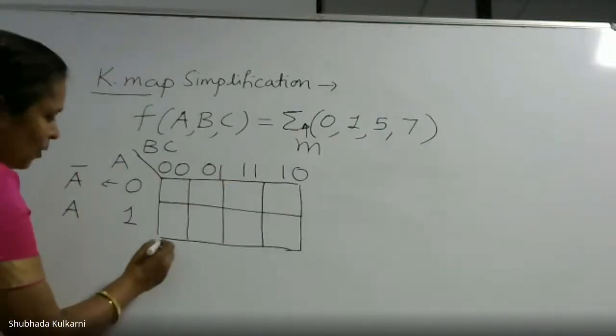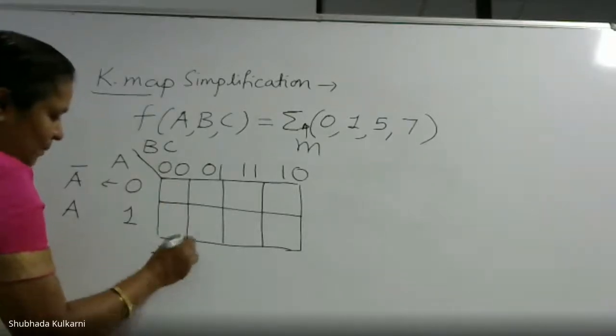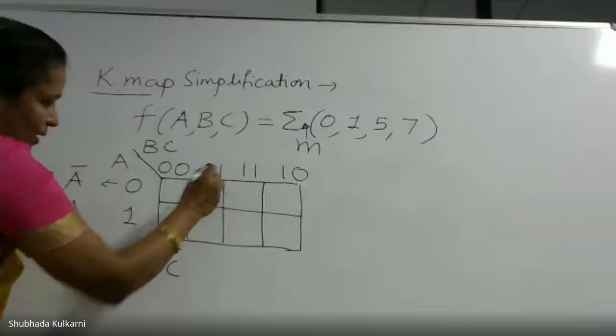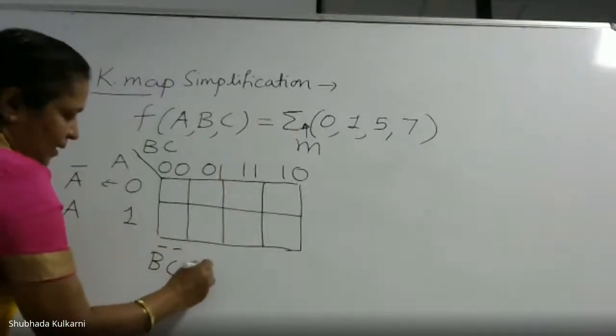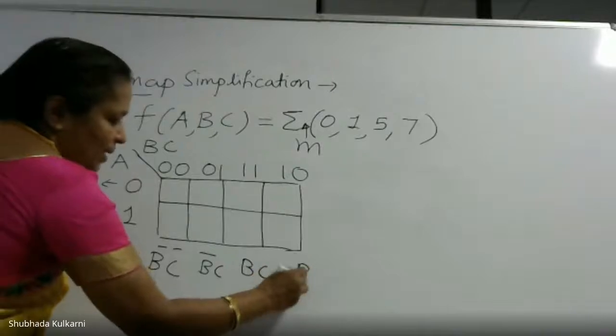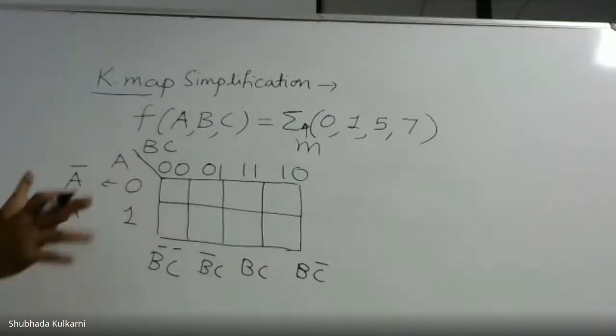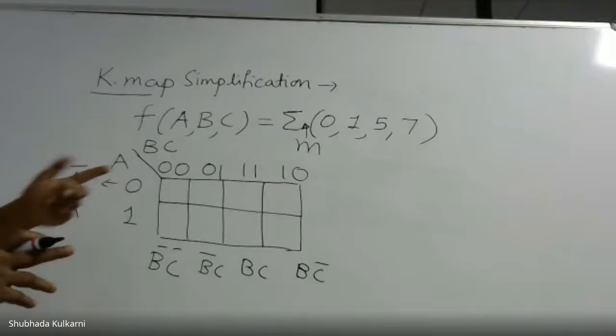Now if you want to write in terms of BC, for the first column it is B bar C bar, the product term for the first column. Second it is B bar C. Third is BC, and fourth is B C bar. So for this map, there are two ways: the binary value and the corresponding expression.